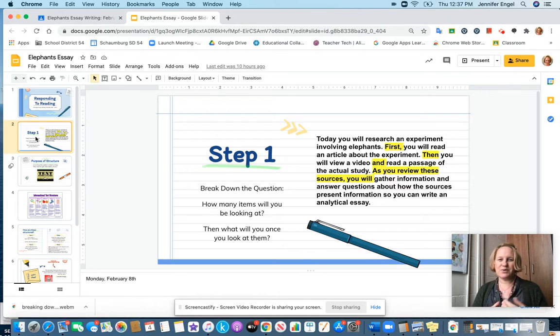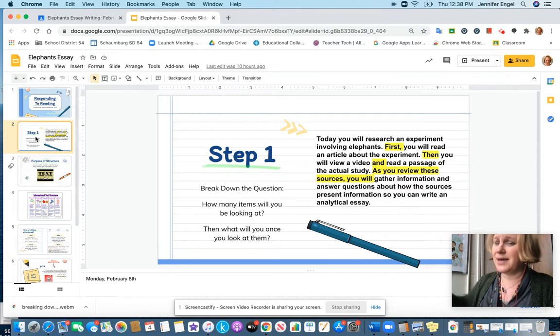So yesterday we broke down the question. Today you will research an experiment involving elephants. In the past, I used to teach my students to annotate on the text, right? But now everything's digital, and they don't really let you annotate when you're taking a standardized test. So what do we do? Well, I have found that they are able to let you use a piece of paper when you are taking a standardized test. So what I like to do is write down a few things on this piece of paper.